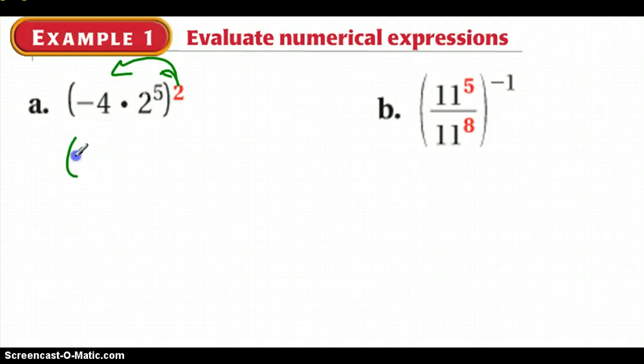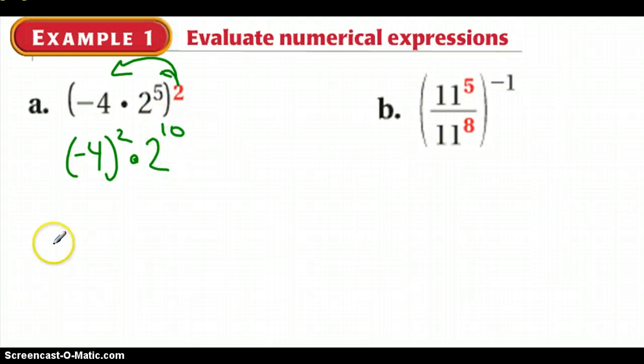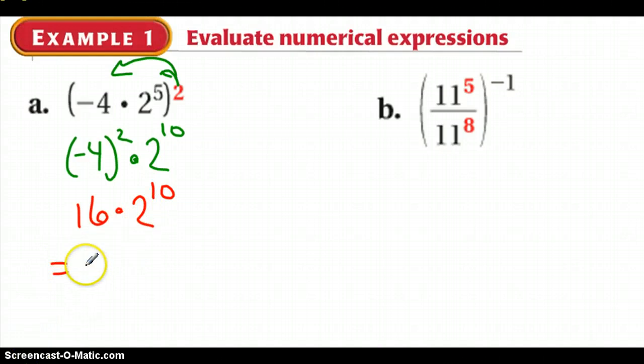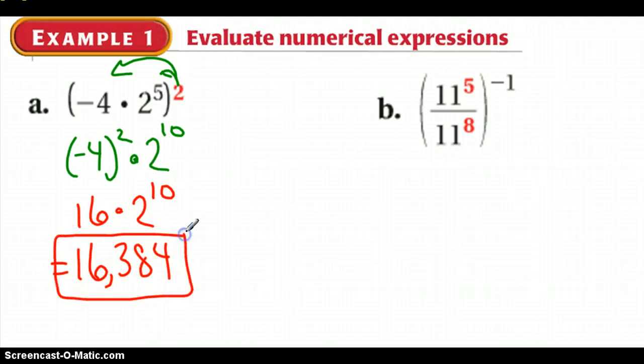So I'll have negative 4 squared times, remember that you multiply 5 and 2, so you have 2 to the 10th power. Negative 4 squared is 16, then 2 to the 10th power. When you work this out, you would get 16,384. Okay?